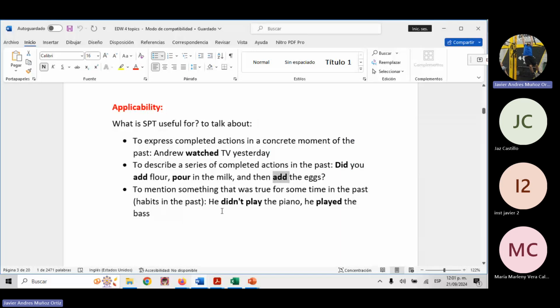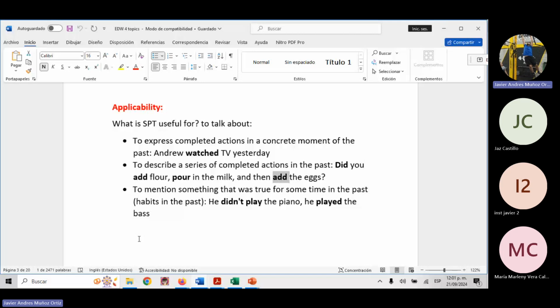For example, something that happened in the past and something that didn't happen in the past. He didn't play the piano in the concert. The concert lasted for, I don't know, 3 hours. But in the middle of the concert, he didn't play this instrument. Instead, he played the bass, el bajo, right? Something that happened for a period of time in the past. Normally, this is related to habits, normally, right? But not always, but normally.